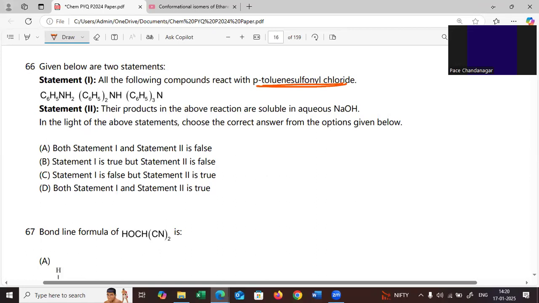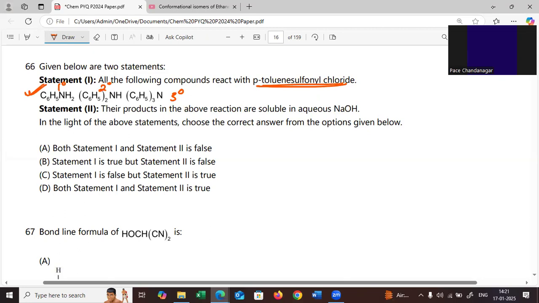So the statement, all the following compounds react with this, is being told to us. Is it right? It is given by primary amines only. Here, this is a tertiary amine, wrong. This is a 2 degree amine and this is 1 degree. Not by all of them. Only the primary amines will give the Hinsberg test. So statement 1 is wrong, definitely.